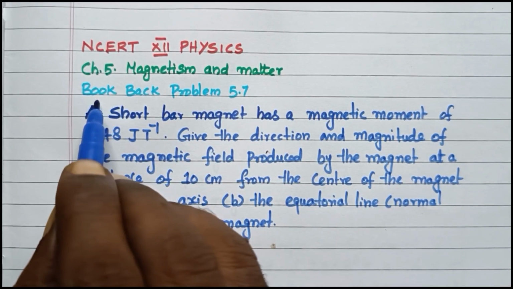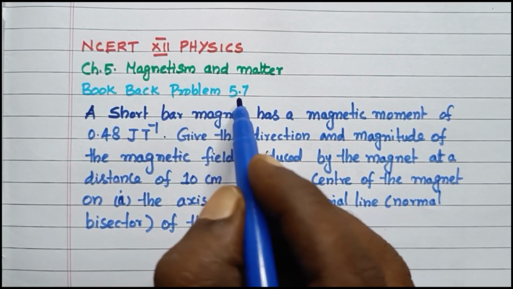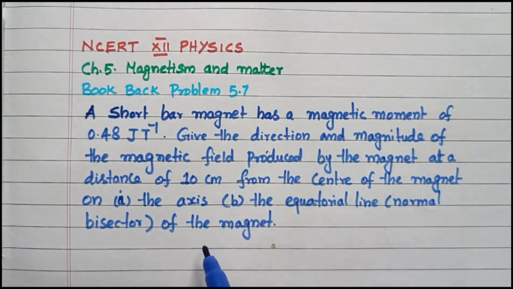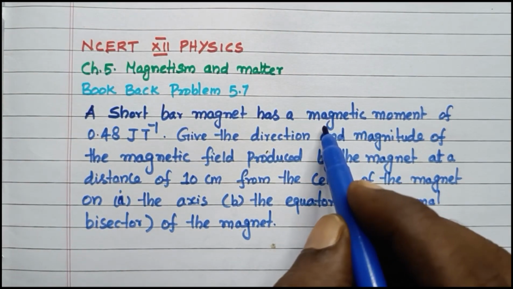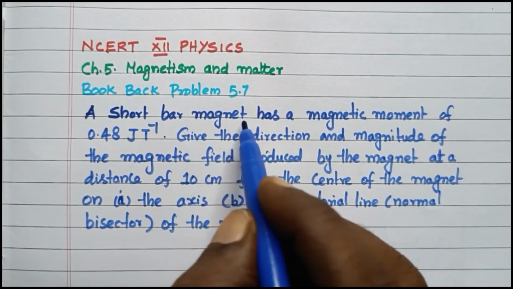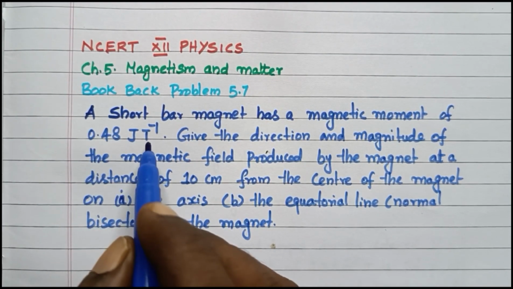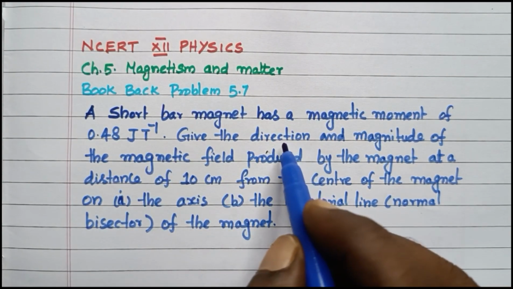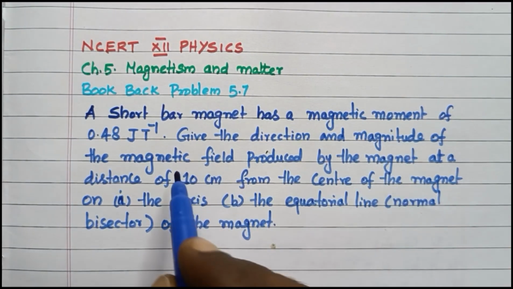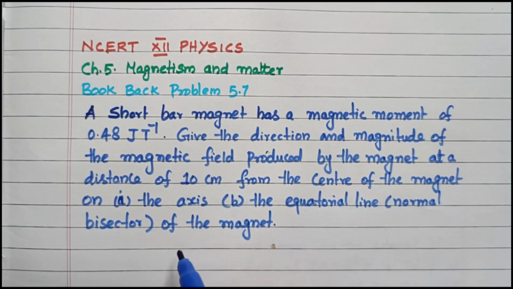In this video, we are going to see how to solve the book back problem 5.7. This is the given problem. In this problem, the magnetic moment of the bar magnet is given, which is 0.48 Joule per Tesla. This is the magnetic moment. What is asked? We have to find the direction and magnitude of the magnetic field at 2 points.